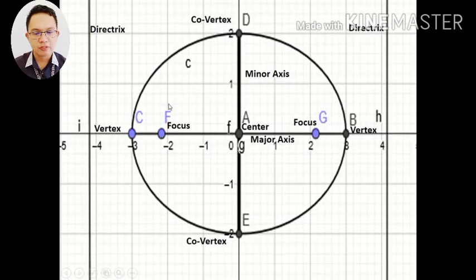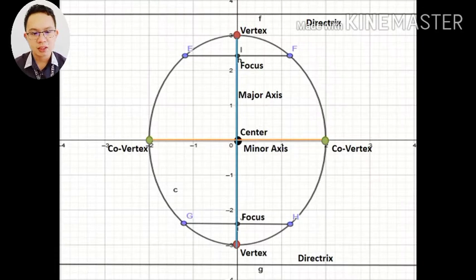So this graph is a horizontal graph or nakahiga na graph. But in this case, nakatayo yung graph or tinatawag nating vertical na ellipse. So we will have also the same. We have the center, we have the vertices. Sa harap ni vertex, we have the focus. So dalawang vertex, so tawag dyan ay vertices. Dalawang focus, kaya tinawag siya na foci.